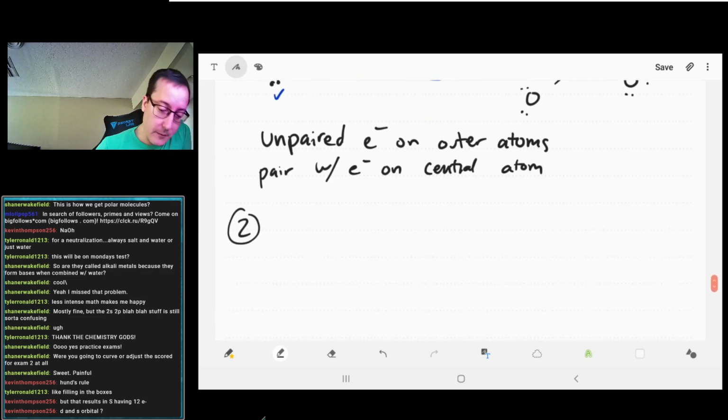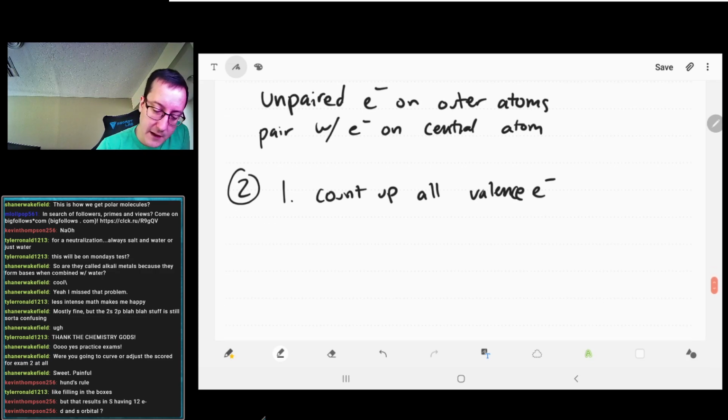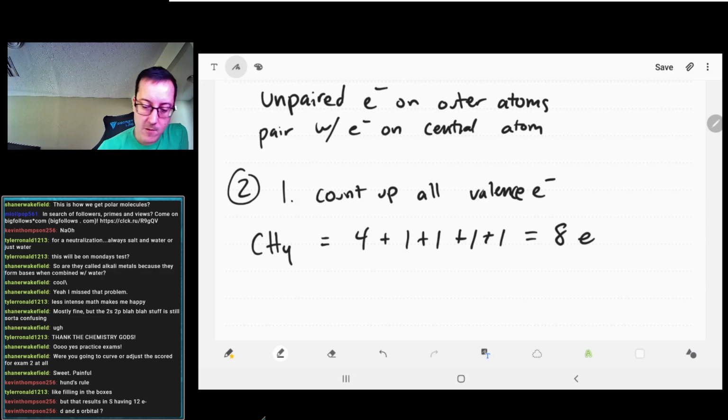Method 2 involves a couple of steps. The first step is count up all valence electrons. So if we take our CH4, we know carbon has 4, and we have 4 hydrogens that all have 1 valence electron. And so that's going to give us 8 electrons total.